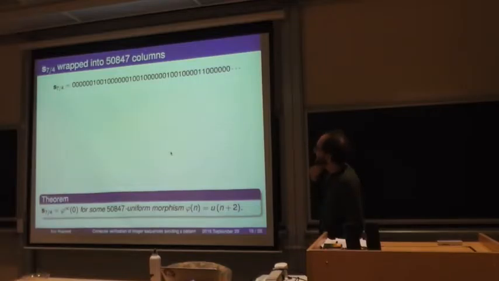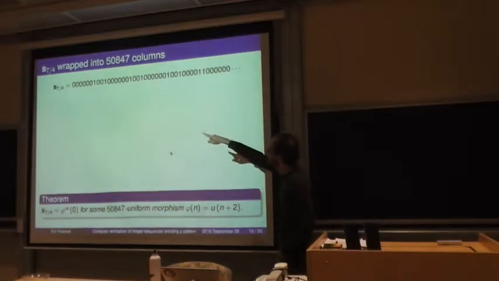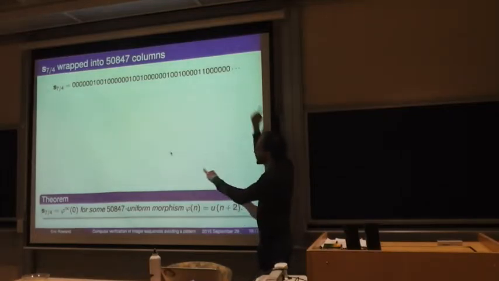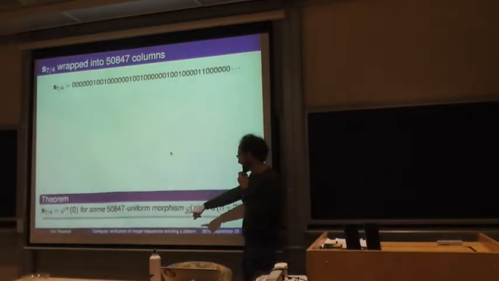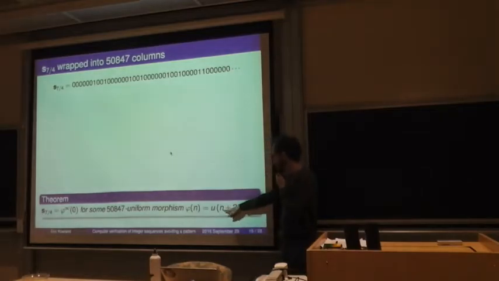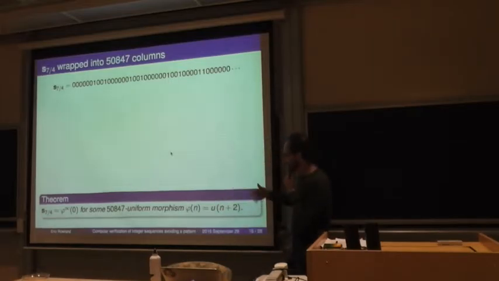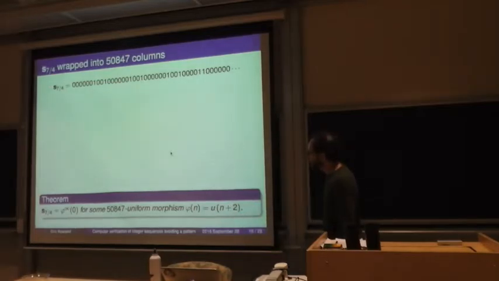50,847. And so what this picture is, I'm line wrapping now, because otherwise it'd just be way too long. So there's a 50,847 uniform morphism. So this word u has like 50,846. It's just a word on, I forget what the alphabet is, 0 through 2 or something, and then n plus 2. And this is a theorem.